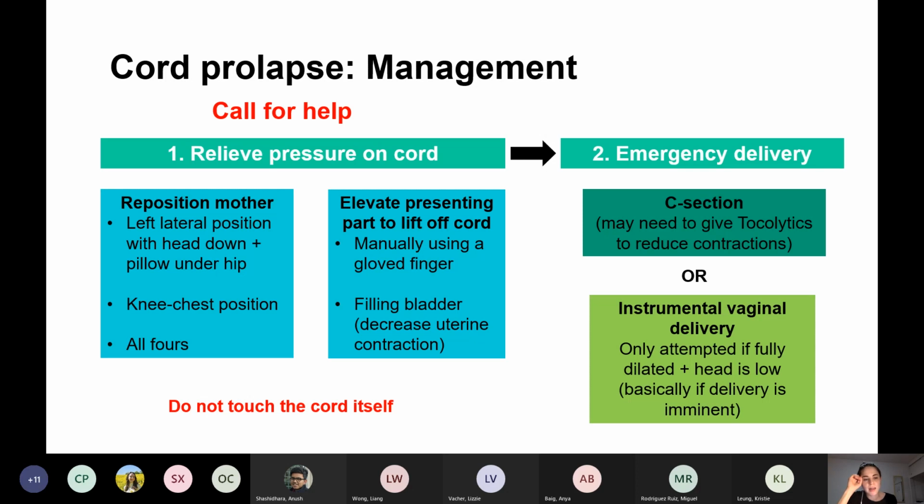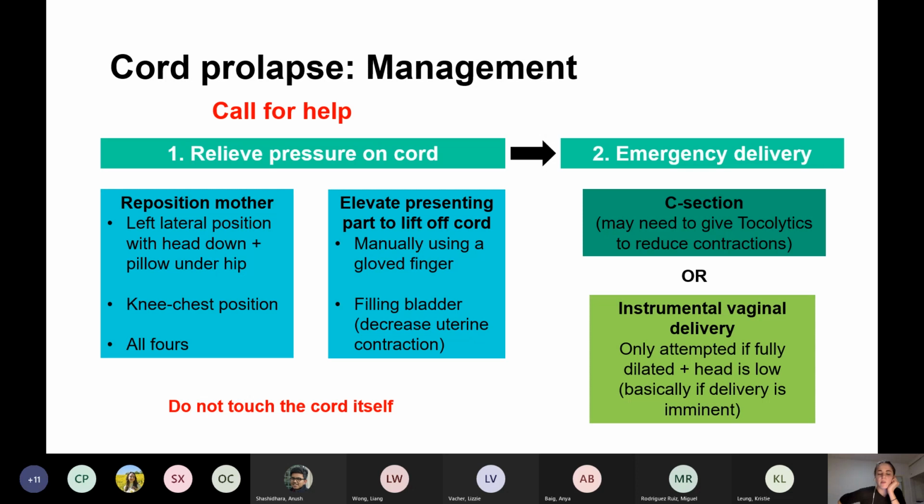So you want to try a left lateral position with her head down on a pillow and her pelvis elevated, so her hip under a pillow to be upwards. If you move the mother like this, you're hopefully going to, due to gravity, drop the baby back down, and that will relieve the baby putting pressure on the cord. You can also move the woman's knees to chest, which is similar to the position in shoulder dystocia. And then you can put them on all fours, like Leanna said.